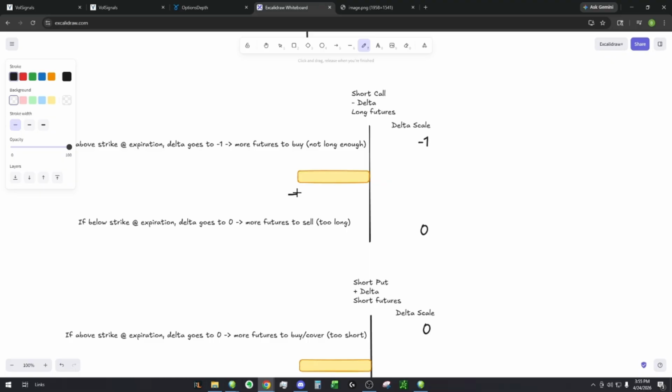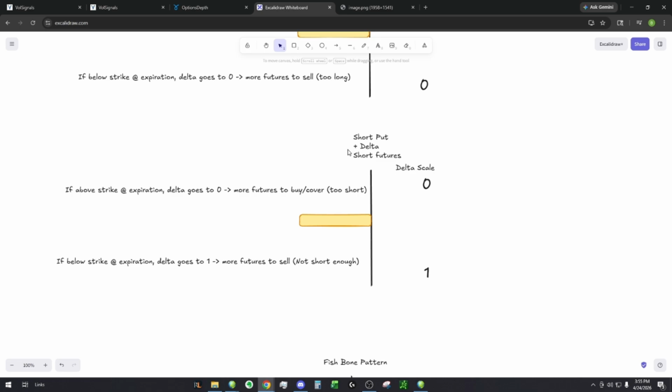So instead of the force that pushes price back to it, like with the long options, this is the opposite. If we're above it, we have negative gamma. They've got to buy futures as time expires, so it pushes away. And then if we're below it, they've got futures to sell, so it pushes it away from the strike. And then the last scenario, short put. This is positive delta. So the initial position is short futures.